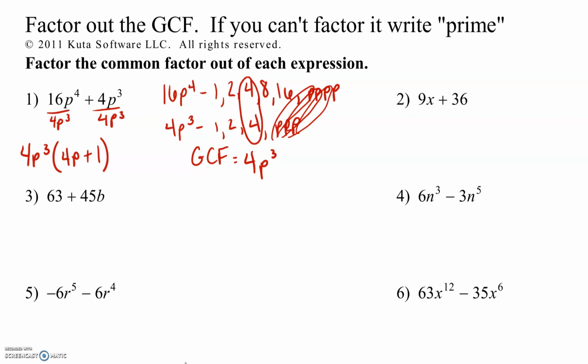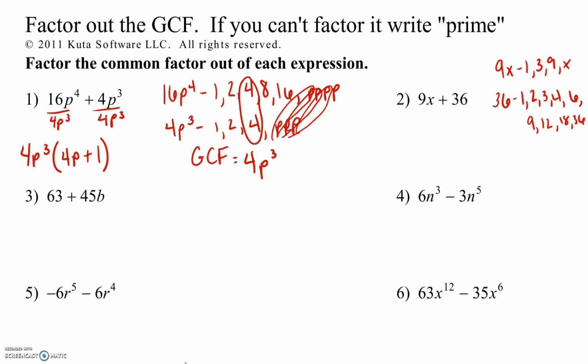Okay, let's look at number 2. Again, you might know it right off the bat, but let's just go ahead and list these out. So 9x, the factors would be 1, 3, 9, and x. And 36 would be 1, 2, 3, 4. So that's 4 times 9, 3 times 12, 2 times 18, and then 36. Oh, and 6 times 6.